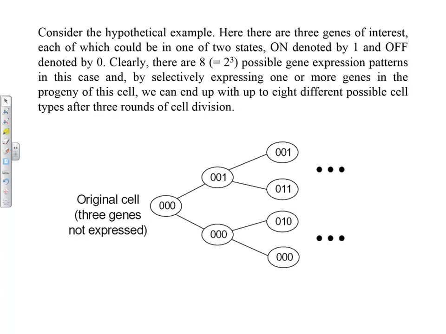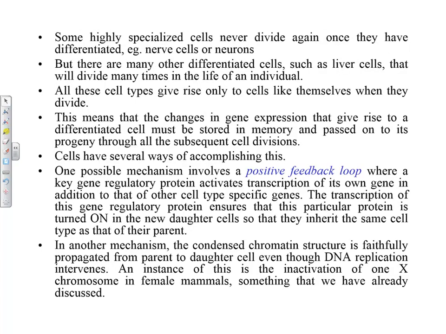Then again let these cells divide and again change, maybe the second one, and so on. If you do that, after 3 rounds, you have 8 different possible cell types, starting from that single cell over there, because this one has got 1 gene expressed, that one has got 2 other genes expressed, and so on. Any questions?